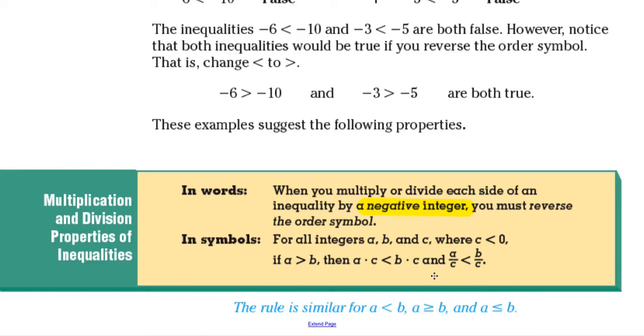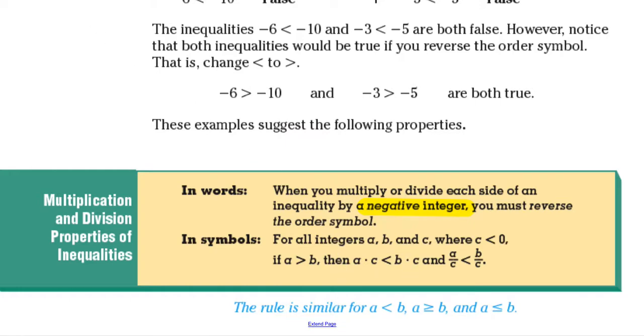Okay, again, when you multiply or divide each side of an inequality by a negative integer, you must reverse the order symbol of the inequality. And this rule is similar if a is less than b, a is greater than or equal to b, and a is less than or equal to b. So these rules apply to these three inequalities as well. Those three situations right here.